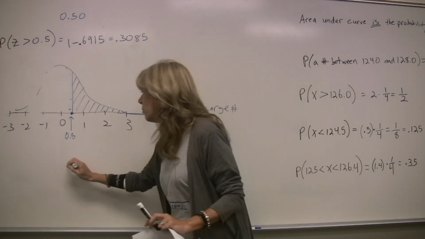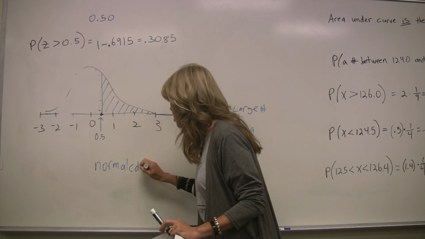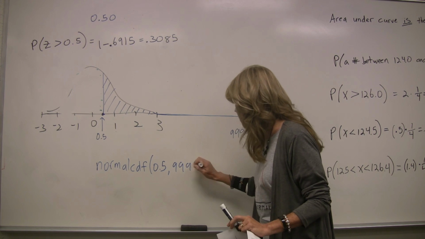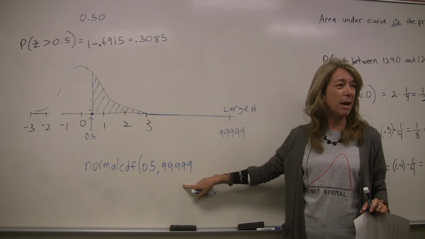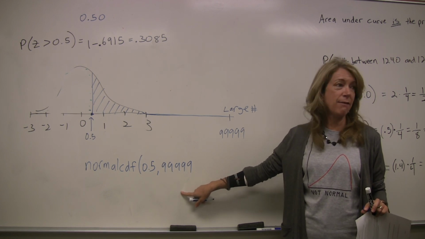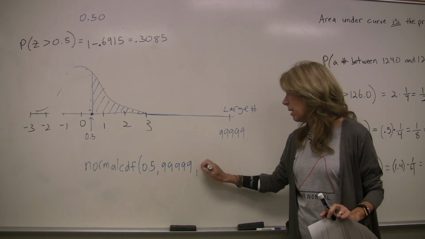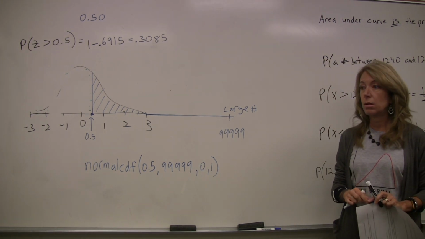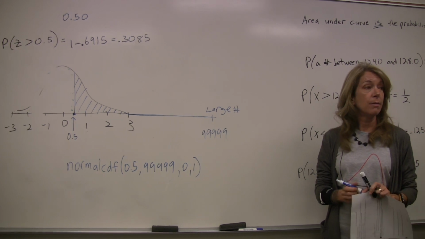So we would put normal CDF, starting on the left at 0.5. I'm just going to pick a really big number for the right. You have to make up the really big number. The really big number that you make up does not have to match mine. It just has to be way bigger than 5. And then my mean and my standard deviation. Try it. Try a different big number, different than mine. We should get the same answer.